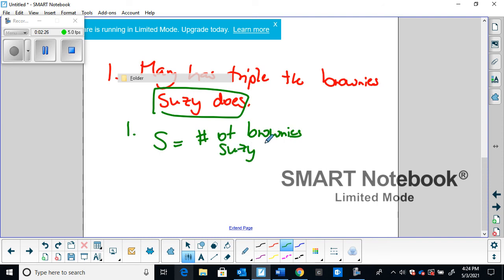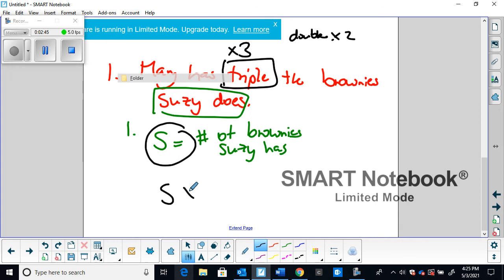Susie has. Okay. Then we're going to figure out, well, what does it mean that Mary has triple? How do we represent that as a mathematical statement? Well, triple means 3 times, right? If it was double, it'd be twice. But triple means 3 times. So whatever Susie has, we have triple that. And that would be our expression.